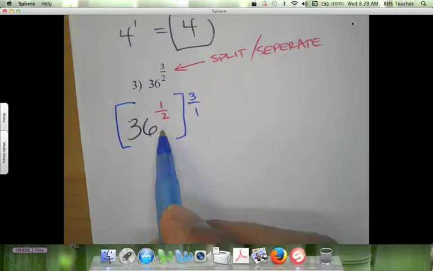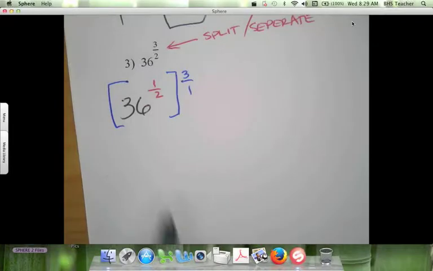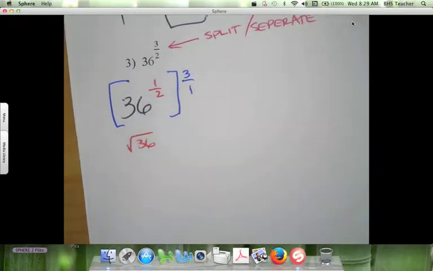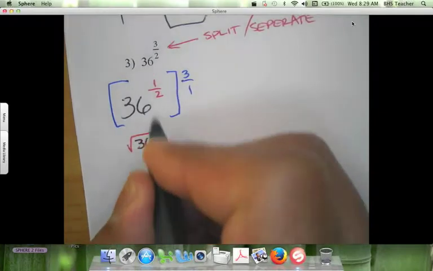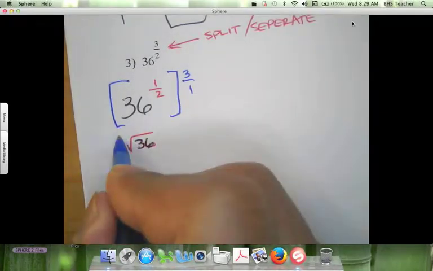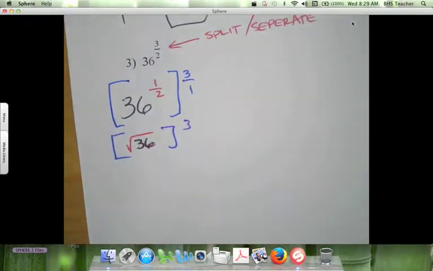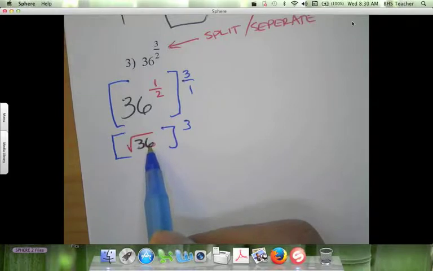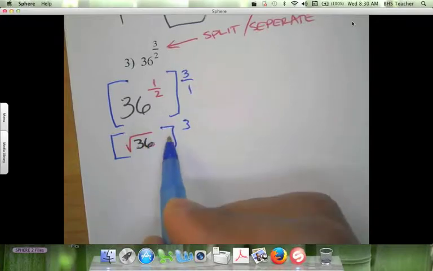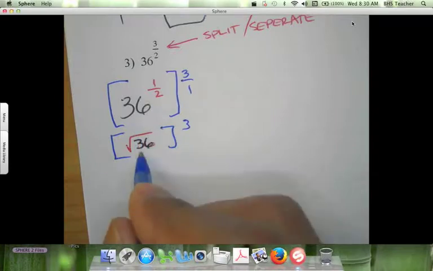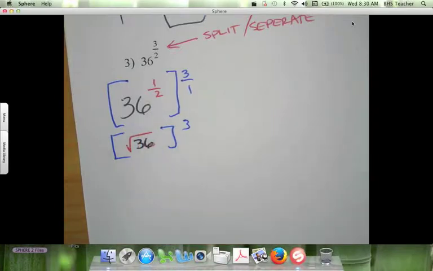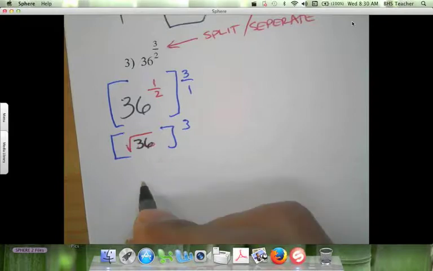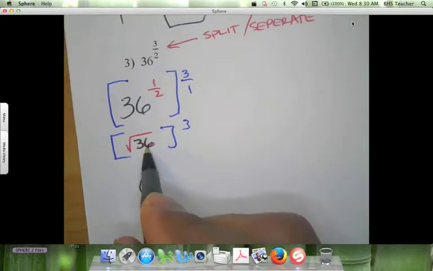Okay, well then that tells me that this inside part here is a square root of 36. Right, that 1/2 means it's a square root of 36. And I still got that 3 right there. And the square root of 36, even though we know the answer is 6, we're going to show that this is 6 squared. The answer is 6 squared.